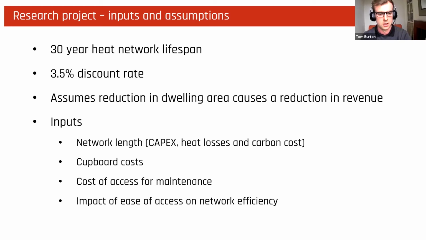The main things we were looking at were the network length from a capex, a heat loss, and a carbon cost perspective. Then also looking at the cupboard cost, so the extra insulation, the doors, locks, and extra, longer connections between the HIUs and the flats, and then looking at the cost of access maintenance and the impact of the ease of maintenance on efficiency.